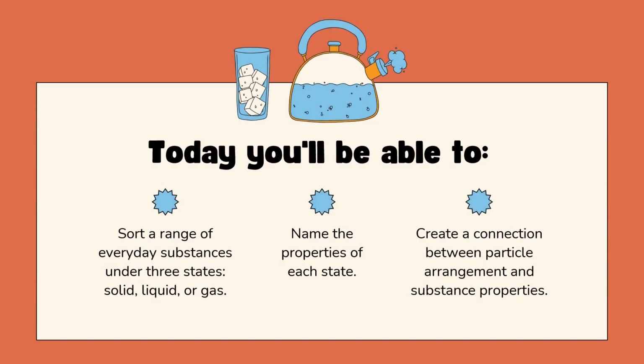Today you'll be able to sort a range of everyday substances under three states: solid, liquid, or gas. Name the properties of each state and you'll be able to create a connection between particle arrangement and substance properties.